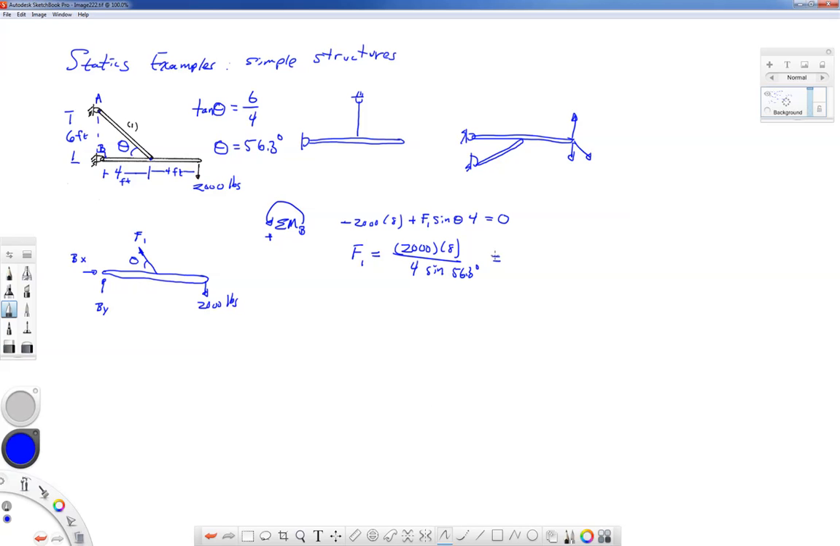I've got 4,807 to 3 significant digits. Let's call this 4810 pounds. All right, now if I wanted the stress in bar number 1, then I would take the force in bar number 1 divided by the cross-sectional area of bar 1 and so forth.